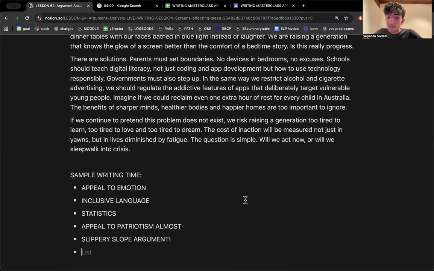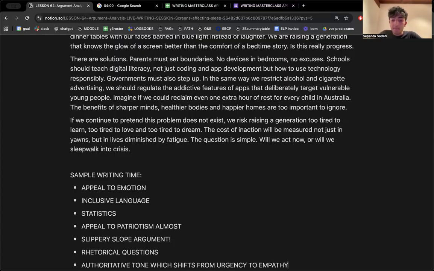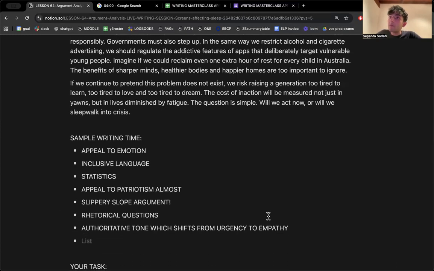Beautiful, fantastic. Rhetorical questions. Beautiful, authoritative, this authoritative tone of strength, which shifts from urgency to empathy. Absolutely. I've got a question: what does slippery slope argument mean?